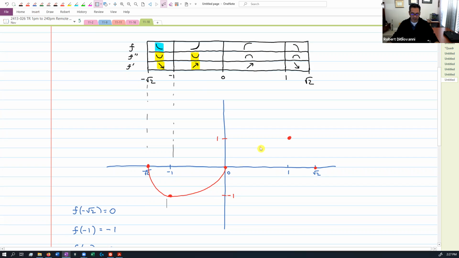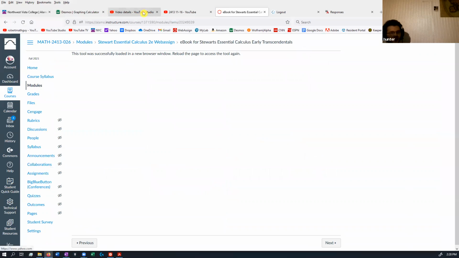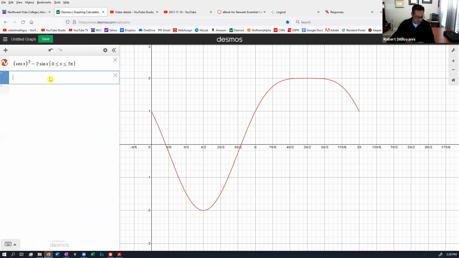And then I'm going to connect this dot to this dot, but it's got to look like the left side of a frown. And then I've got to connect here to here. It's got to be the right side of a frown. Voila. All right, let's see if Desmos has any problems with it.